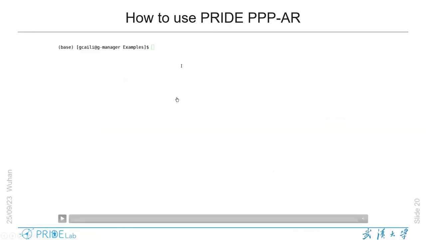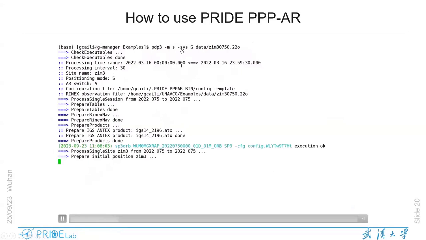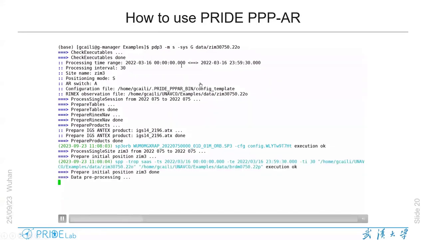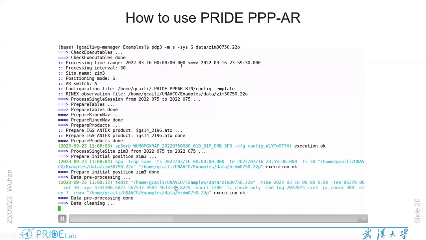And next is another video demo. Here, I show you how to process this data using two options I have introduced: setting the position mode to static and choosing only GPS data. This observation file contains a whole day of observations, so it may take some time to finish processing. We just wait and see.